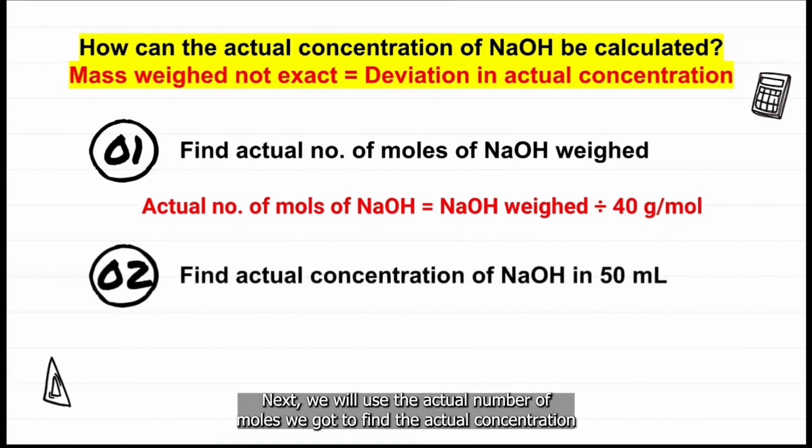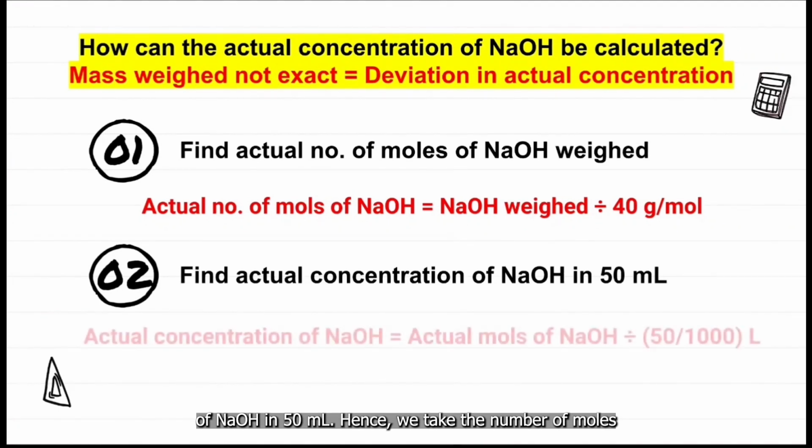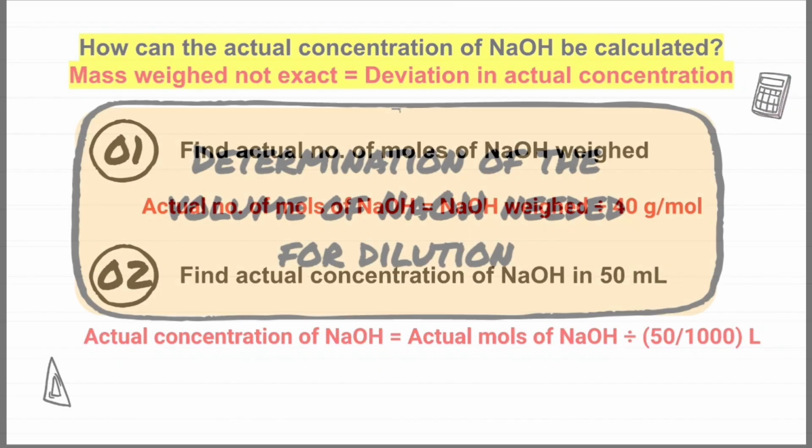Next, we will use the actual number of moles we got to find the actual concentration of NaOH in 50 ml. Hence, we take the number of moles divided by the volume, which is 50 ml, which is also equal to 0.5 liter, and the value we obtain will be the actual concentration.